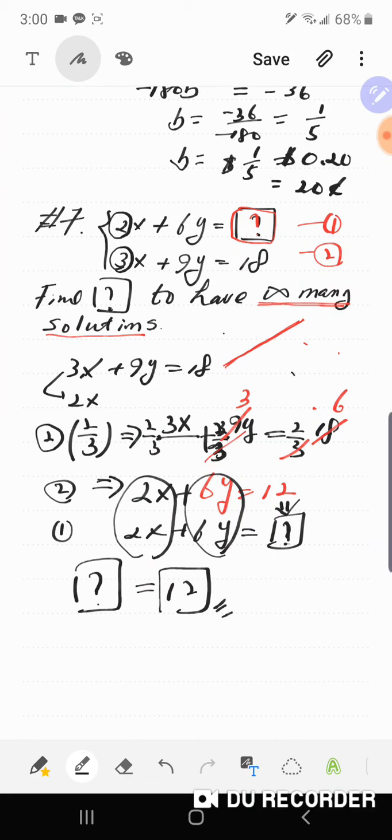Okay, how did we do this? Let's make 3 into 2. How do we make 3 into 2? We can multiply 3 by what? 2 over 3, right? So multiply 3x by 2 over 3. We can get rid of this 3, so we have only 2x left. So the question mark is 12.